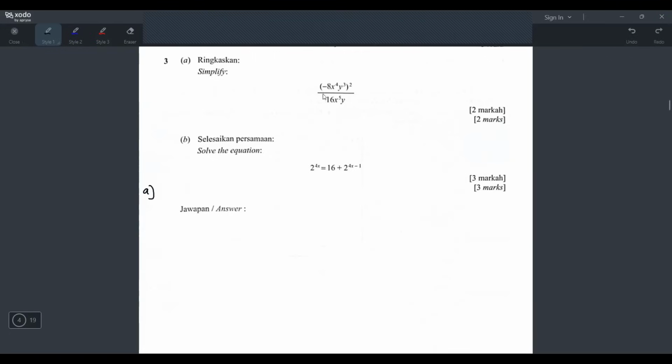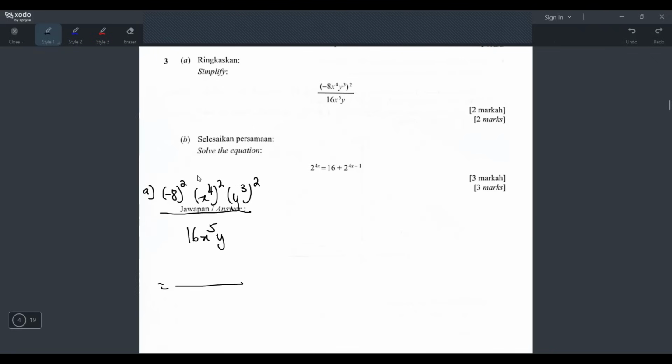Simplify this whole thing. Okay, first of all, they put a bracket with power 2. It means everything inside the bracket has to be raised to power 2. So first thing is negative 8 has to power 2. The x power 4 also has to power 2, so you have to write bracket x power 4, power 2, like that. And then y power 3 also must be raised to power 2. It becomes y power 3, power 2. And then over 16x power 5 y, like this.